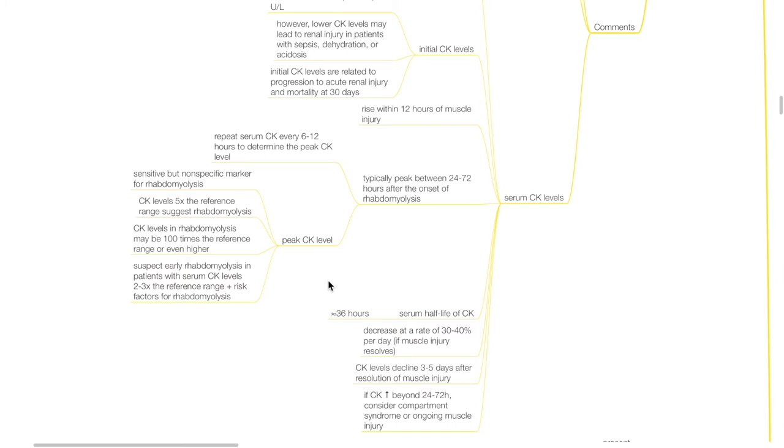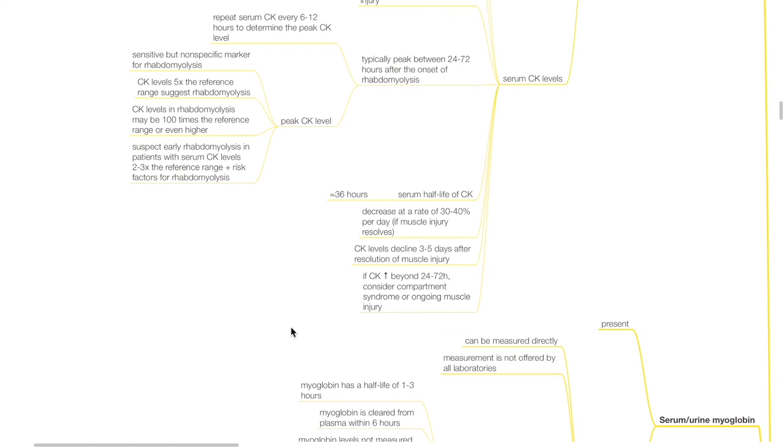Suspect early rhabdomyolysis in patients with serum CK levels 2 to 3 times the reference range in the presence of risk factors for rhabdomyolysis. The serum half-life of CK is about 36 hours. Serum CK decreases at a rate of 30 to 40% per day if muscle injury resolves. CK levels decline 3 to 5 days after the resolution of muscle injury. If serum CK is increased beyond 24 to 72 hours, consider compartment syndrome or ongoing muscle injury.